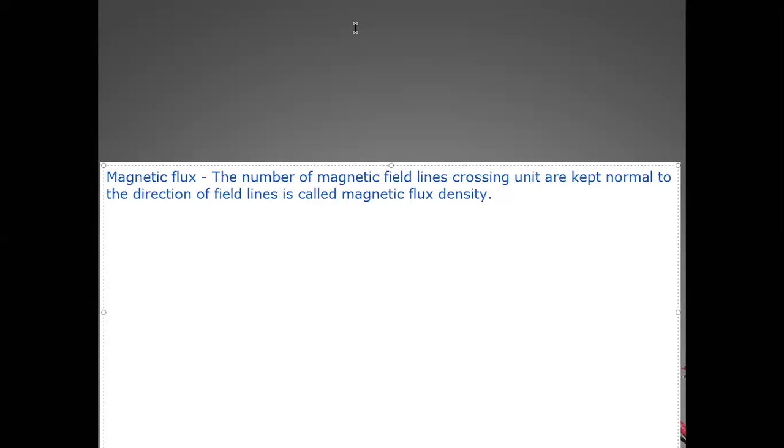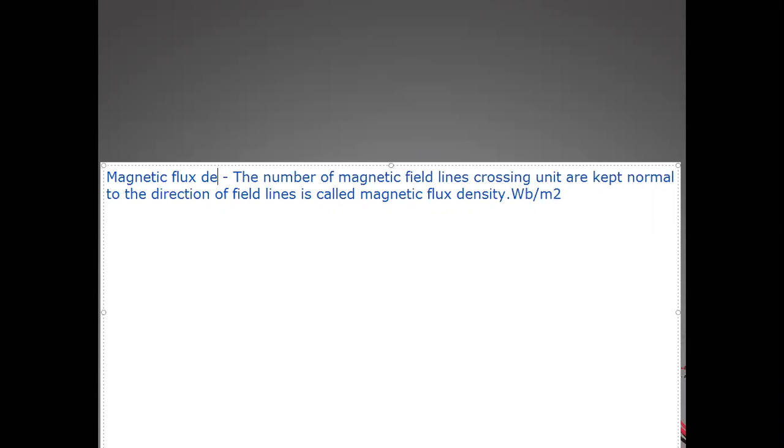The unit is Weber per meter square. Weber per meter square. So these are the magnetic flux density, not a magnetic flux, a magnetic flux density.